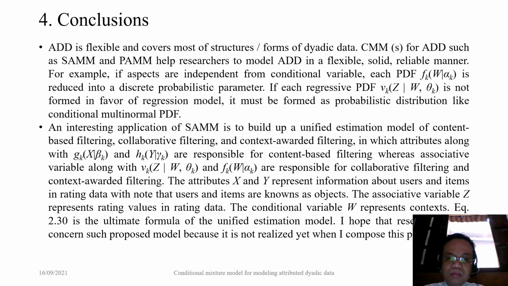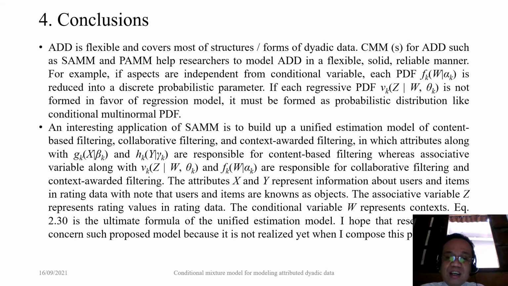Conclusion: CMM for S is flexible and covers most structural forms of dyadic data. CMM for S such as SAMM and PAMM have been researched to model S in a flexible, multi-variable manner. For example, if aspects are independent from the conditional variable, its PDF FK is reduced into a discrete probability parameter. If its PDF FK is not formed in favor of a regression model, it must be from a probability distribution like a conditional multinormal PDF.